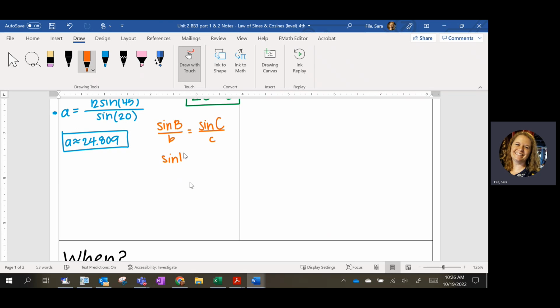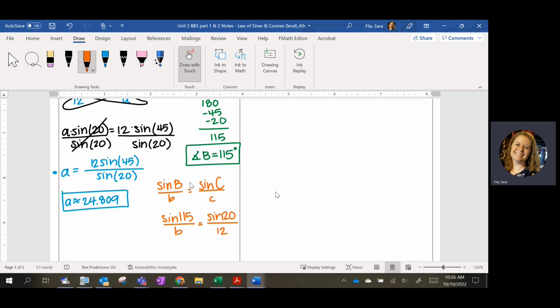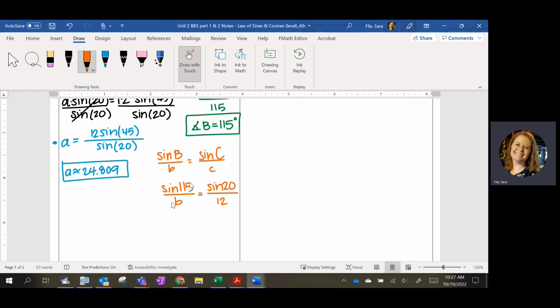All right, so angle B we said was 115. Angle C was the 20, right? And side C was 12. So I'm going to do what I said here, and I'm going to skip this middle step that was in black, and I'm going to go straight to isolating the B. Okay, because I know I should, it's multiplying the two knowns that are diagonal. So that's the 12 times the sine of 115.